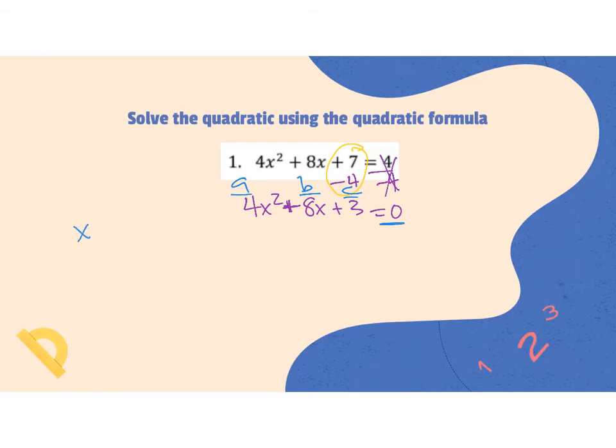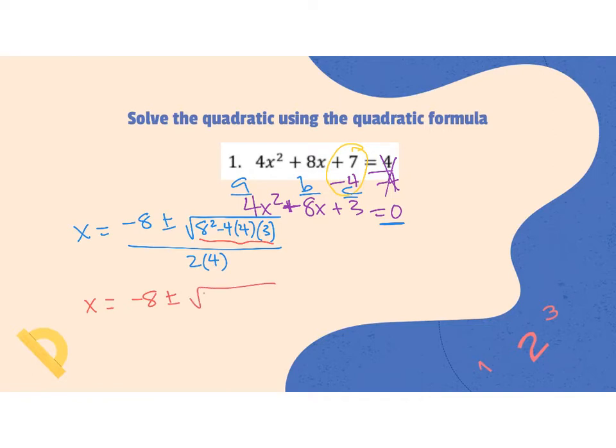Now I can go ahead and plug it into the formula. So I have the opposite of B, that's negative 8, plus or minus the square root of 8 squared minus 4 times 3, 4AC there, and then all divided by 2 times A, which is 4. So then I move on, I'm going to start under the radical. X is equal to negative 8 plus or minus the square root of 64 minus 4 times 4 is 16, and 16 times 3 is 48. So minus 48, and then divide by 8.